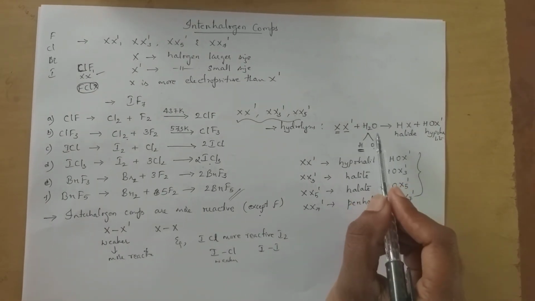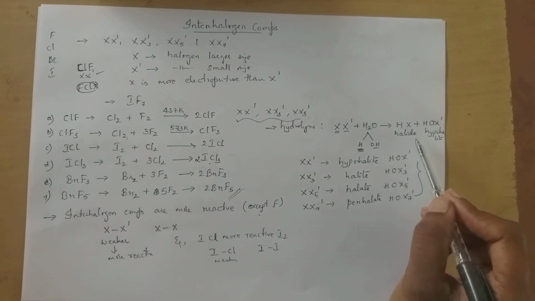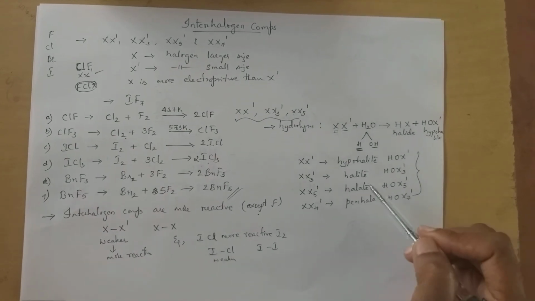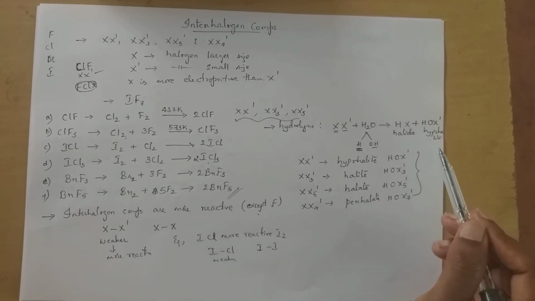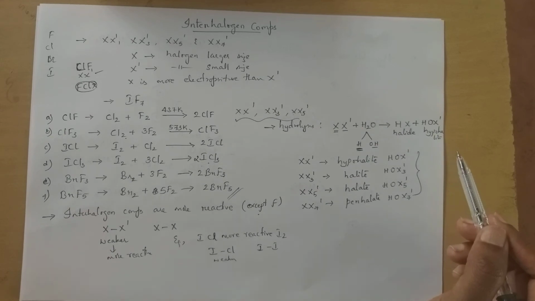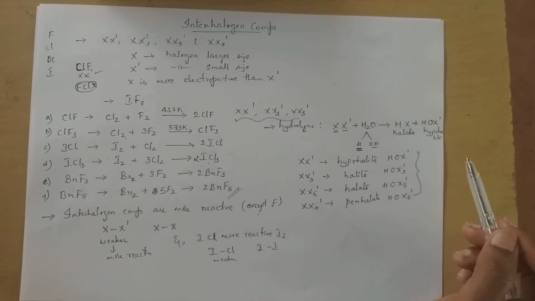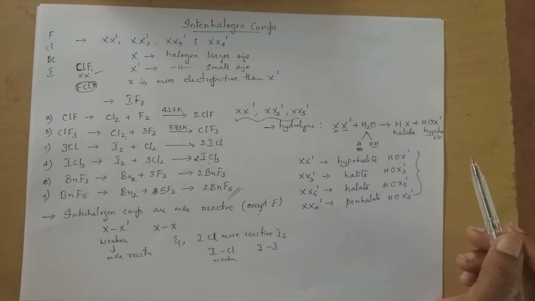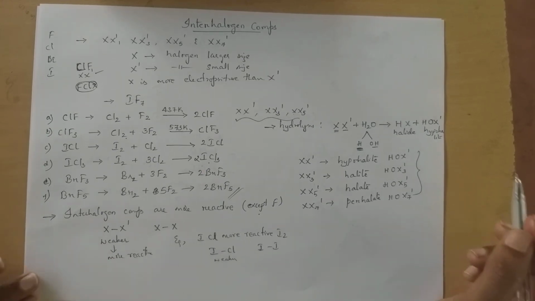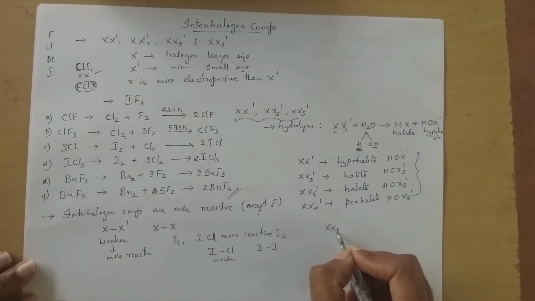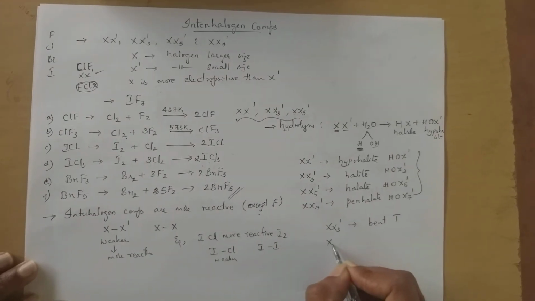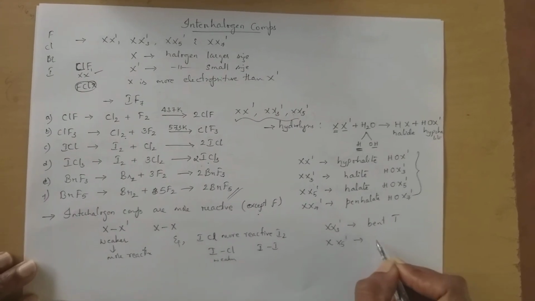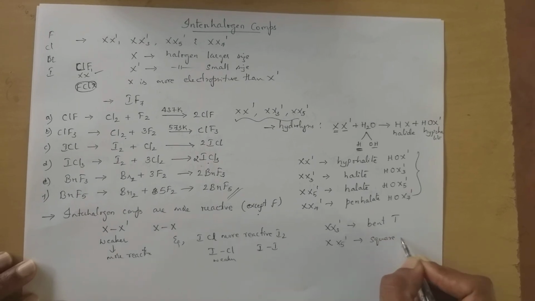Interhalogens undergo hydrolysis reaction to form halides with the hypohalite, halate, perhalate. Okay? So in this form we get the products. Clear? So this is how hydrolysis of interhalogen compounds takes place. Next we have, coming to the structure, particularly the XX3' structure is bent T-shaped, whereas XX5' is square pyramidal.